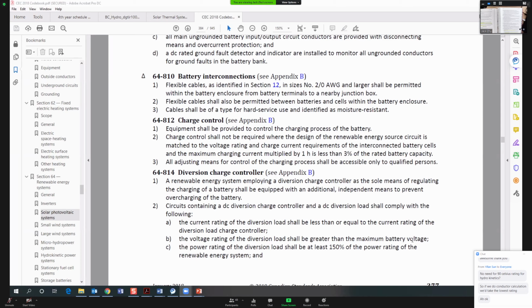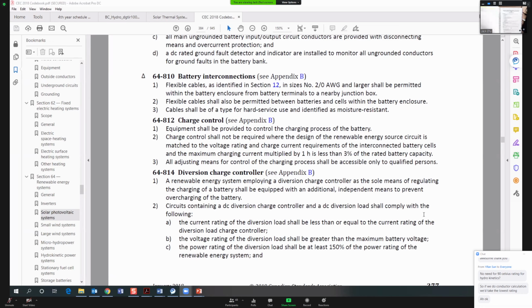That's pretty common. The power rating of the diversion load shall be at least 150% of the power rating of a renewable energy system. It's just for the DC system. Sometimes you can have a certain thing happen where you over-supply your charge controller, so you need to have the diversion load at 150% the rating of a renewable energy system.